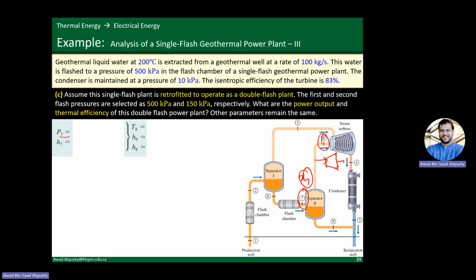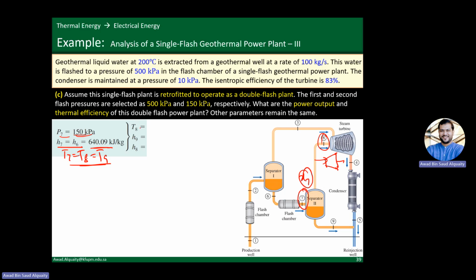So from the question, we know the pressure P7 is given. P7 is given as 150 kilopascal. We know that the flashing process is isenthalpic. So H7 is equal to H6, and we have H6 from the previous parts. So we have H7 already. So using these two properties, we can find out the other properties of interest. Now, the temperature at T8 is going to be the same as T7. So T7 is T8 is equal to T9.